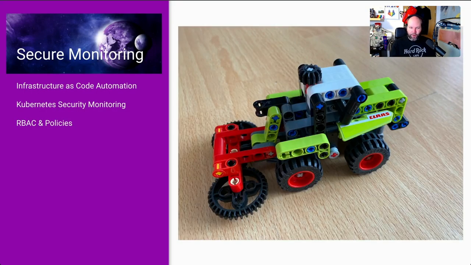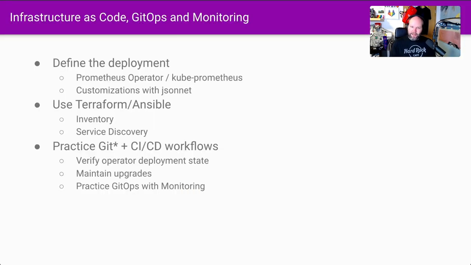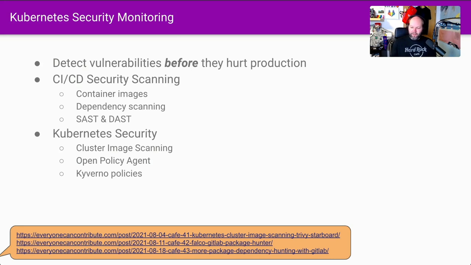Last but not least, secure monitoring is a hot topic and is needed. You potentially have thought about automation, infrastructure as code and GitOps, like using the Prometheus operator and kube-prometheus, extending and customizing it with Jsonnet, using infrastructure as code for inventory and service discovery with Terraform, Ansible and the like, and deploying it continuously, practicing GitOps with monitoring in your Kubernetes cluster. The other thing is security monitoring, which means you want to detect vulnerabilities before they hit production. This covers not only code vulnerabilities, but also container image security, scanning with dependencies, and so on, and Kubernetes security in the form of cluster image scanning.